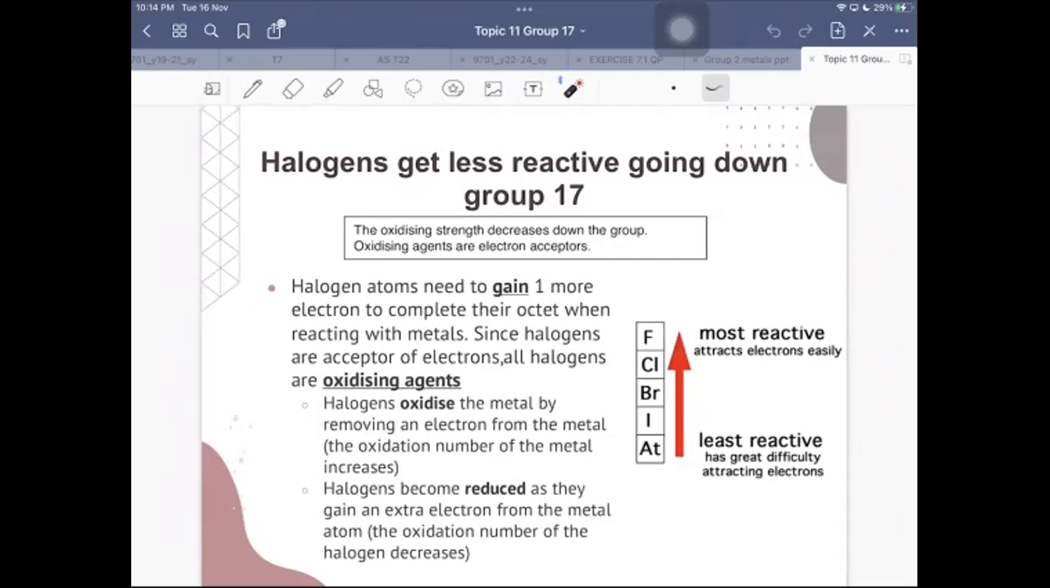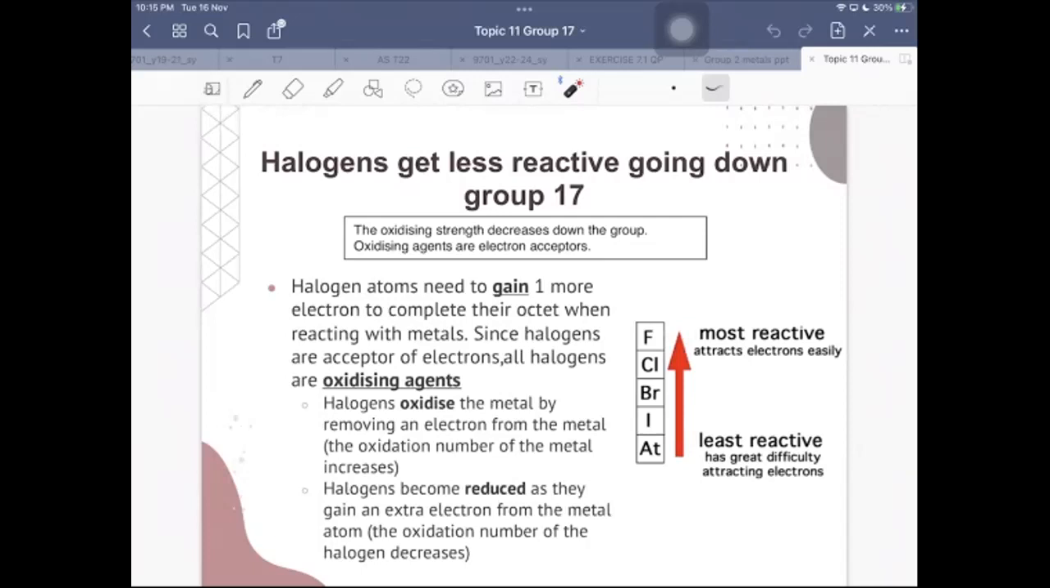And it turns out that it gets more difficult to gain electrons as you go down the group. Unlike your group 2 metals, where it gets easier to remove the 2 electrons in the outermost shell. So we say that because the reactivity decreases, the oxidizing power or the oxidizing strength also decreases down the group. Since halogens need to gain 1 electron, we categorize them as oxidizing agents.